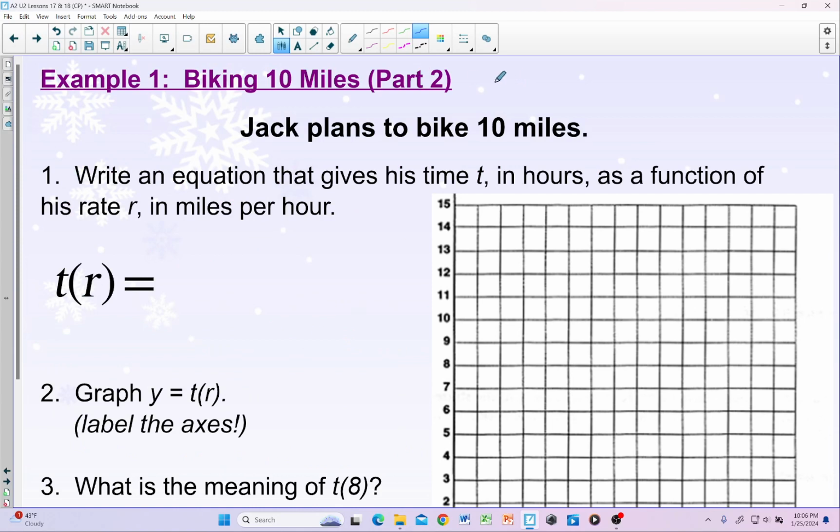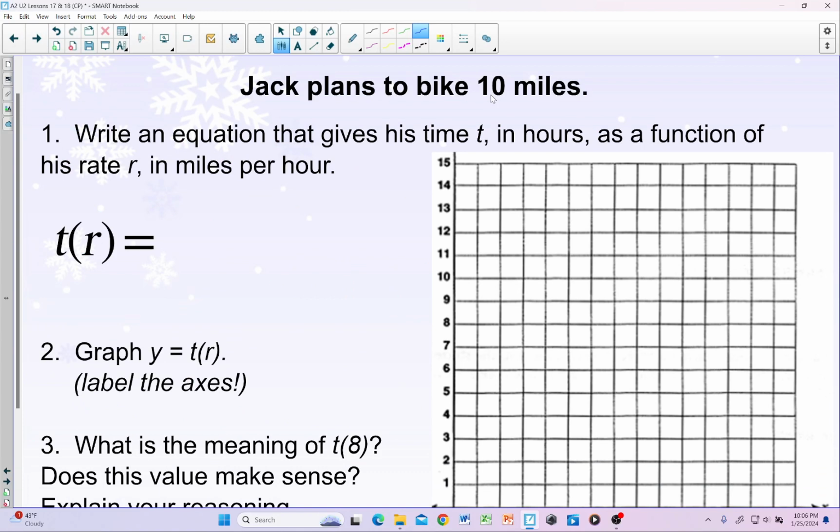so let's look at this now and what this might be as a graph, because now that we've kind of pieced together some of the thinking here, let's see what this looks like. So write an equation that gives his time t in hours as a function of his rate r in miles per hour. So remember, he's biking 10 miles, right? And as a function of his rate. So remember that we solved for t earlier, right? And we said that t was equal to distance divided by rate. And so since we already know the distance is 10 miles, we can say 10 divided by r. So t of r is equal to 10 divided by r. I just plugged the 10 in for d.